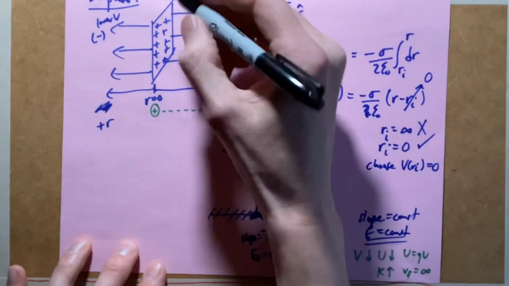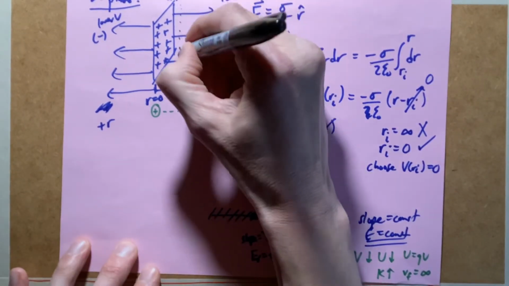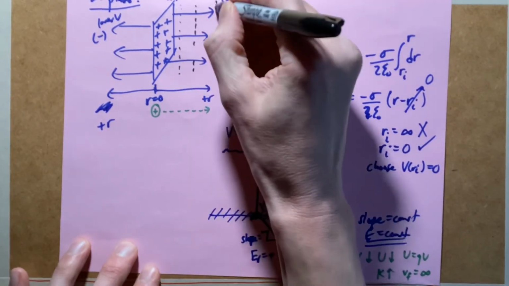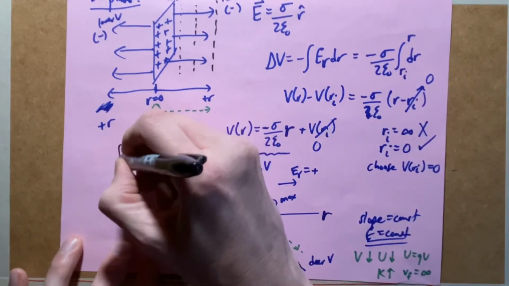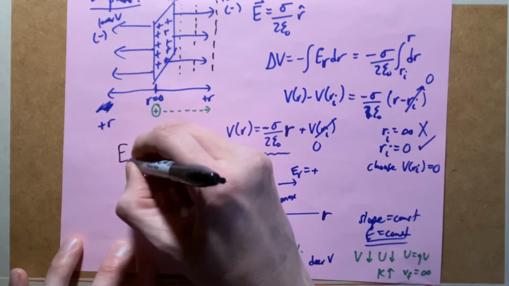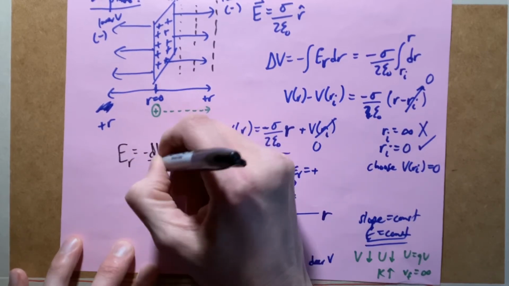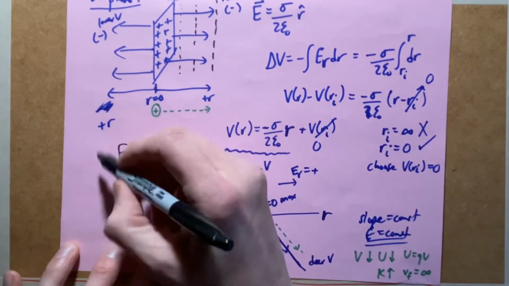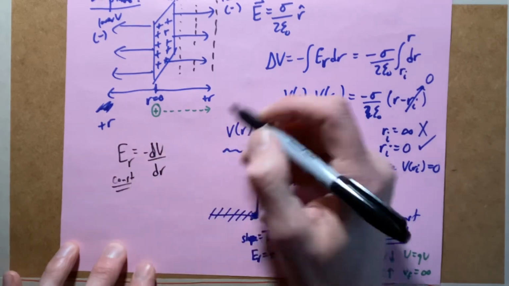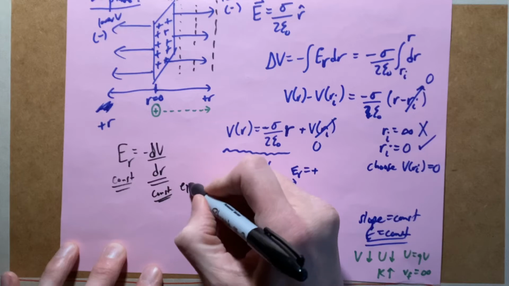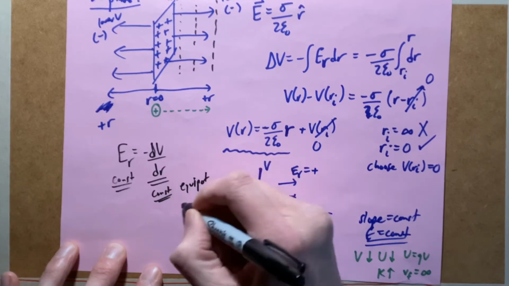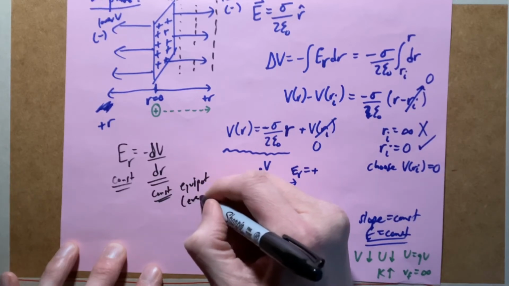And then also, if we were to draw the equipotentials, they are going to be evenly spaced. Now, why is that? Well, if you look at this equation, remember that the electric field is constant, which means that the rate at which the voltage changes is also constant, which means that the equipotentials are evenly spaced.